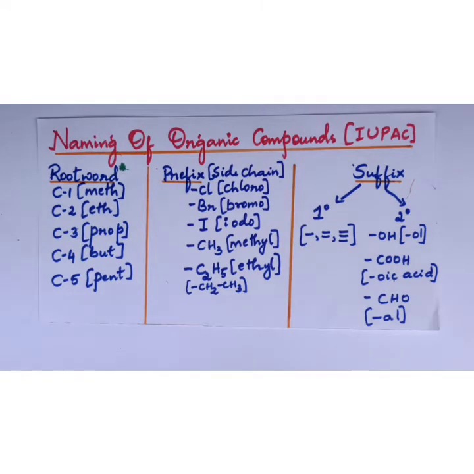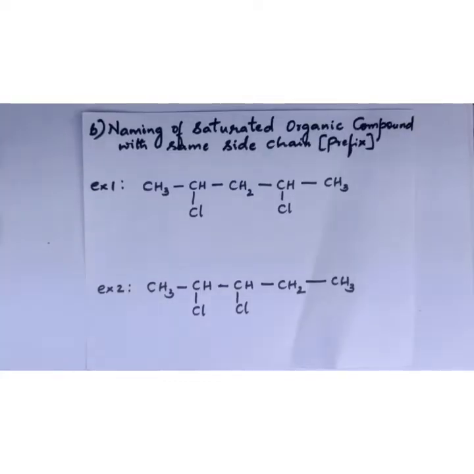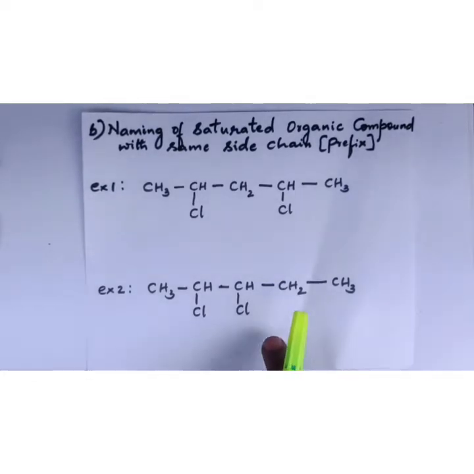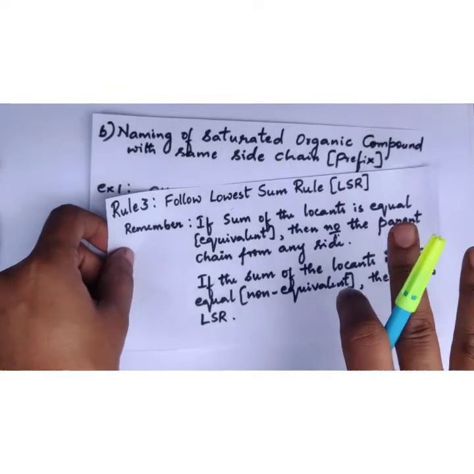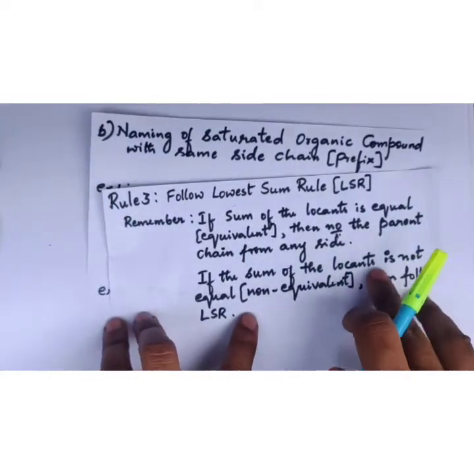Along with this, we have already studied the naming of saturated organic compound which contains one prefix, that is, one side chain. In this video, we will be studying the naming of saturated organic compound with the same side chain or with the same prefix. So for this, you need to know the third rule, that is nothing but lowest sum rule, that is nothing but LSR.